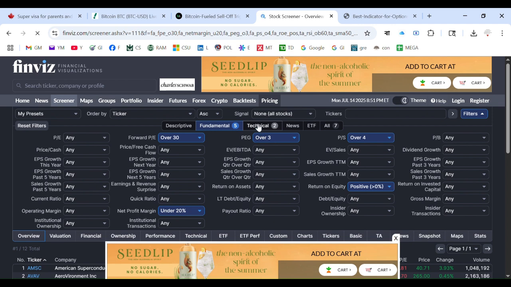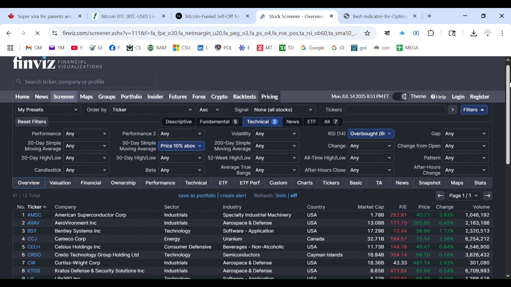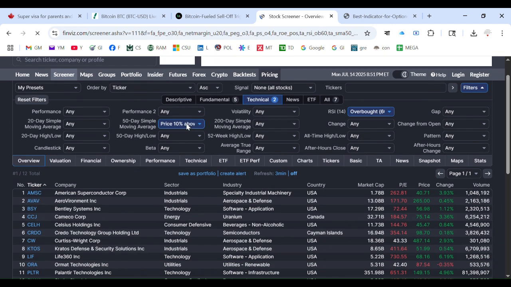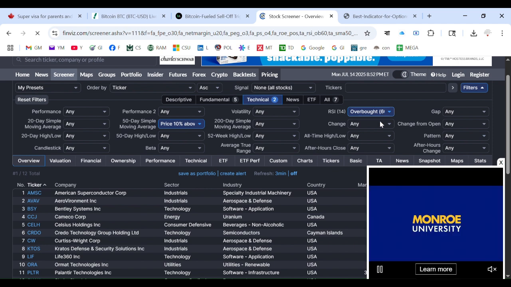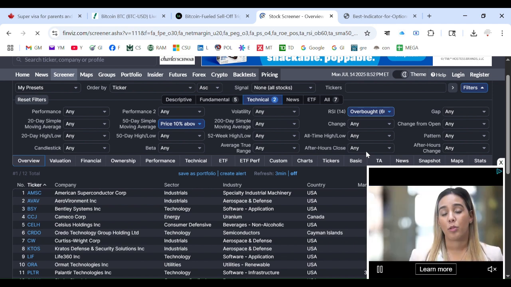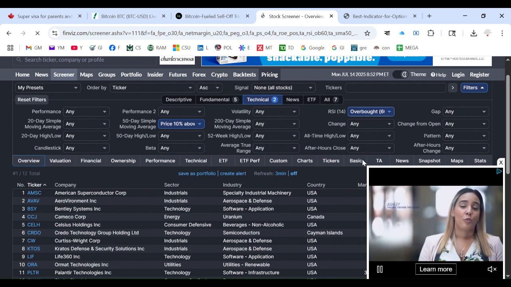Okay, and you should also go to technical and see whether the stock is overpriced, with the price above 10% of the moving average, and also RSI showing overbought. 60, 70, 80, those are overbought, but 70, 80 and 90 are major overbought. So you have to consider those. I take 60 because I want to select from a bunch of stocks. So this is how I figure out which stocks to pick for put options.